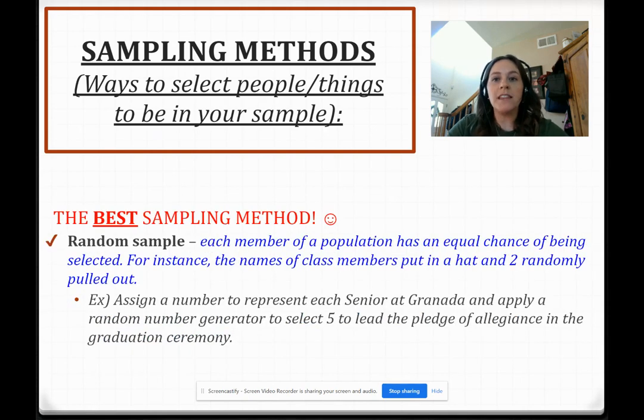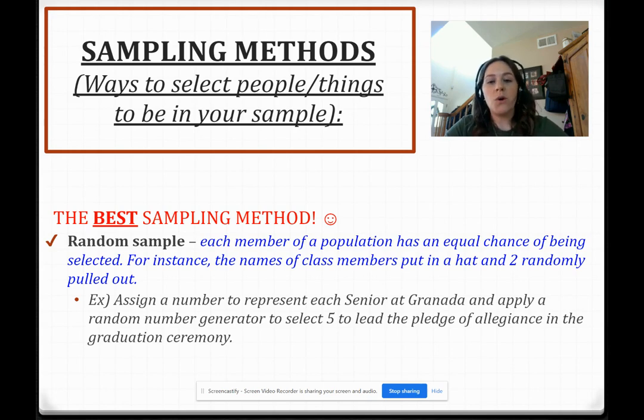And that brings us to our last type of sampling method. It's called random sample, or you'll hear it referred to as simple random sample, or an SRS. This is known in statistics as the best sampling method. A random sample is if each member of the population has an equal chance of being selected. For instance, the names of the class members put into a hat and 2 are randomly pulled out. A lot of times you'll see random sampling done by assigning a number, for example, to represent each senior at Granada, and apply a random number generator to select 5 to lead the Pledge of Allegiance.